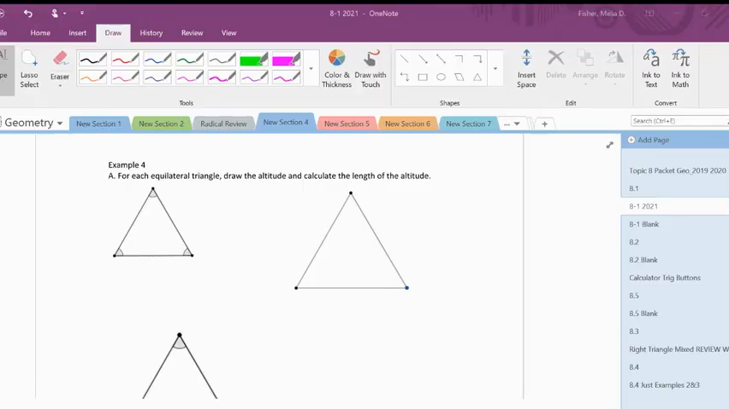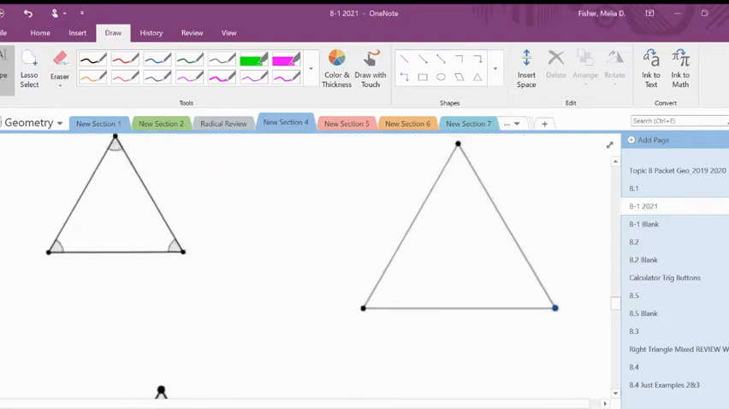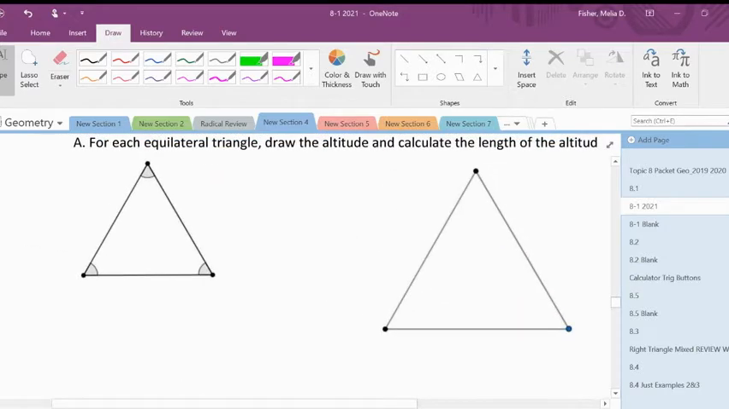Equilateral triangle, draw an altitude and calculate the length of the altitude. So equilateral means all the sides and all of the angles are the same. And it says draw, so we don't actually have to construct this. We can go ahead and just draw. And remember that an altitude gives us a perpendicular bisector, and it cuts these angles in half.